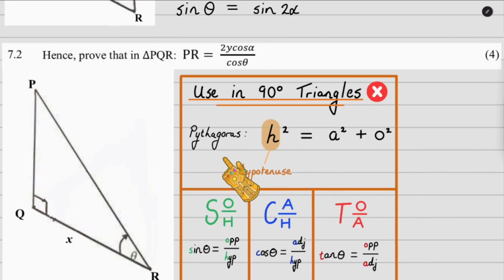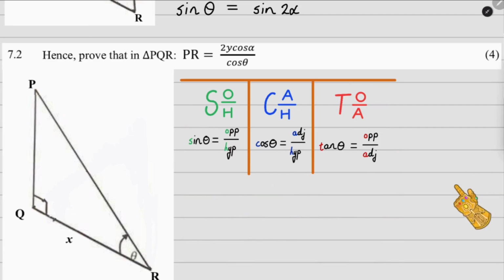We have the very infamous Pythagoras, as well as the classic SOHCAHTOA. Right, we only use Pythag when we've got 2 sides and we're missing a third, so we're not going to be using Pythag. So we are using the infamous SOHCAHTOA. Alright, so I want the hypotenuse. I want to get PR, so we've got to do something with hypotenuse. So it's either going to be sine or cos.